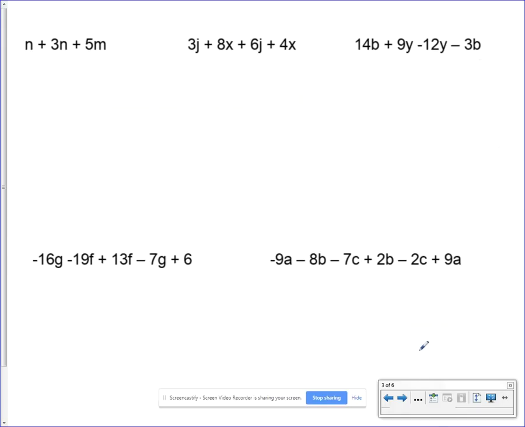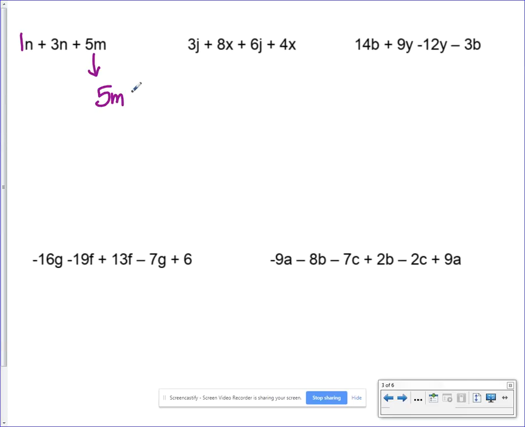Now, look at this next one. Couple things to watch out for. Look at this first one. There's nothing in front of here. Or is there? Yes, there is. It's a 1. Anytime you see a variable that appears not to have a number in front of it, it's implied that it's a 1. Because 1 times anything is that thing. So, I have a 1n and a 3n and a 5m. Sorry, 5m.